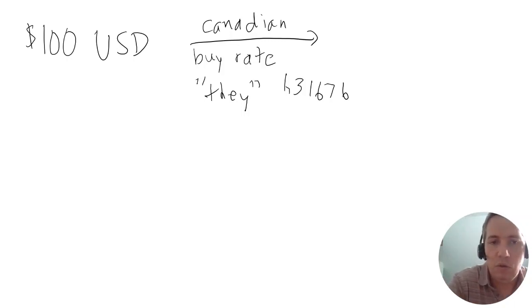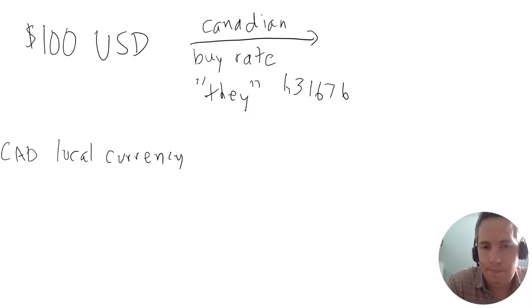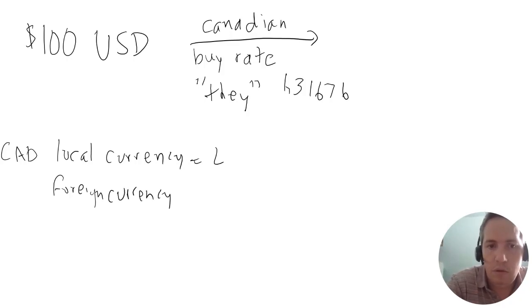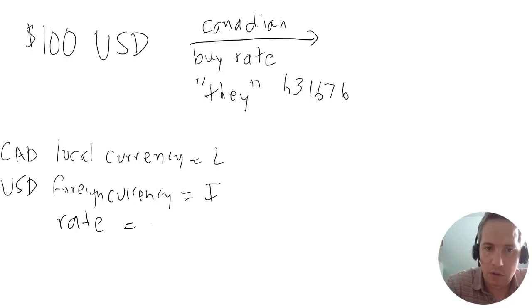If we take the local currency, in this case the Canadian dollars, let's call this L, the amount of local currency. The foreign currency would be the fact that we're looking at US dollars. We are foreign if we're on Canadian soil. Let's call this F. And the rate, it could be the buy rate or the sell rate. In this case, we're using the buy rate. We'll call this R.